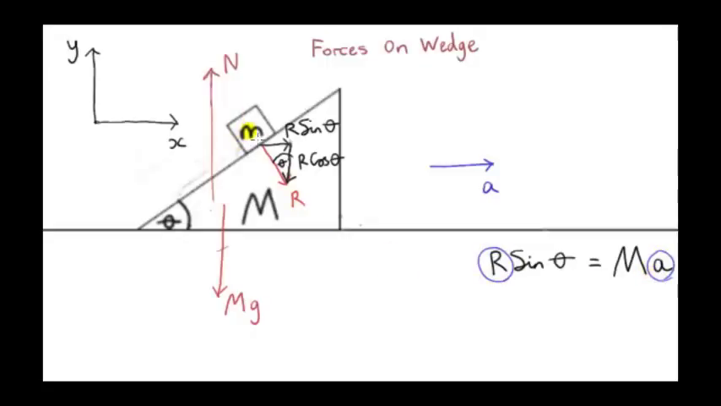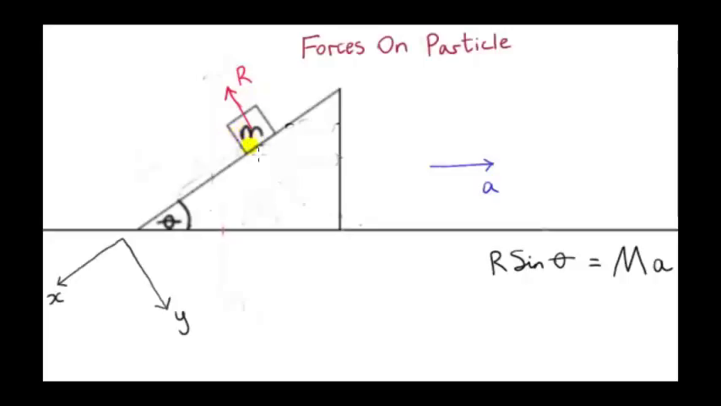Next we will look at the forces on the particle. Well, we have a force on the wedge due to the particle of magnitude R, so by Newton's third law we have an equal but opposite force on the particle due to the wedge. So this vector also has magnitude R. The other force on the particle is of course its weight, which is little m times g. Now, these are the only two forces on the particle. We are assuming no friction in this problem.